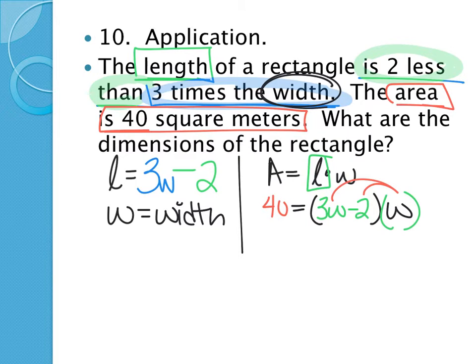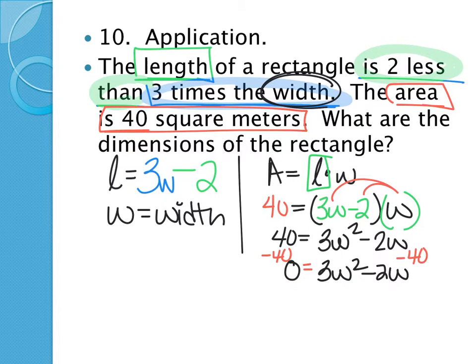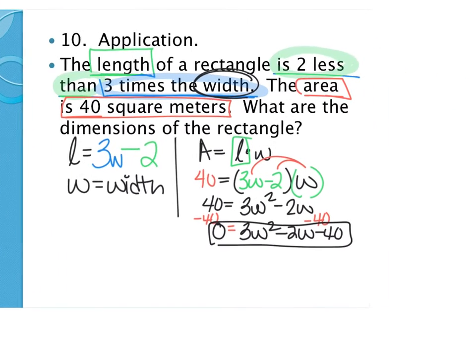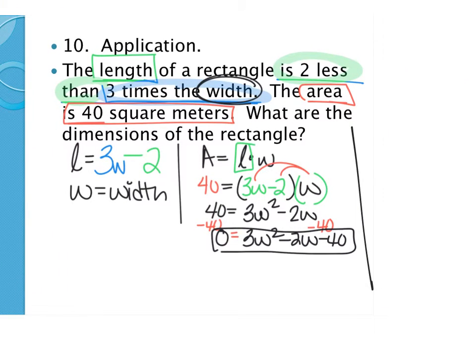So what do we do next? Distribute, right? 3W squared minus 2W equals 40. You got to get what on the other side? 40 on the right side, and you want 0 on the left side. Now you can do what? Factor, yeah, A, C, and B.